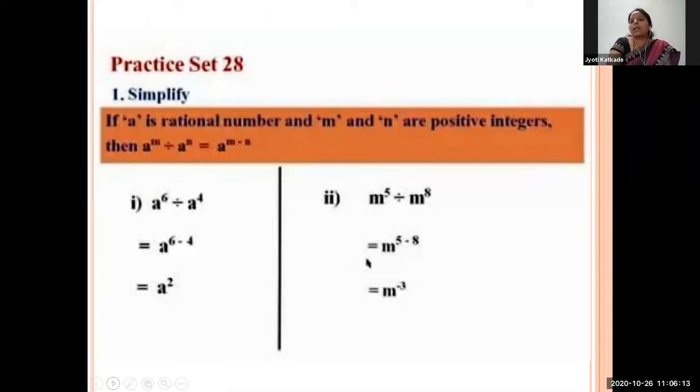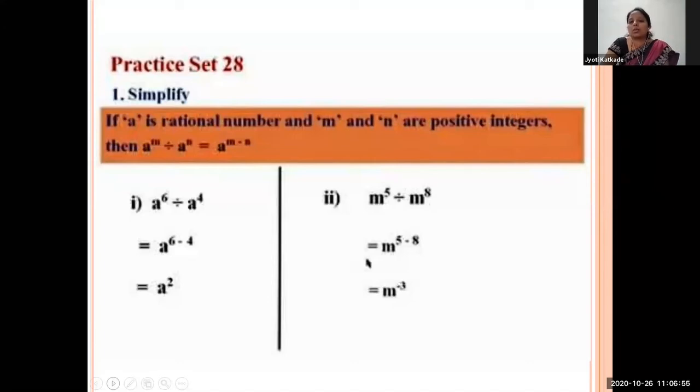See practice set 28, question number first. First of all, see the rule, which is the division rule of indices. If a is a rational number and m and n are positive integers, then a raised to m divided by a raised to n is equal to a raised to m minus n. This is the rule of division, which we have to use in all the examples. Don't take multiplication every time.